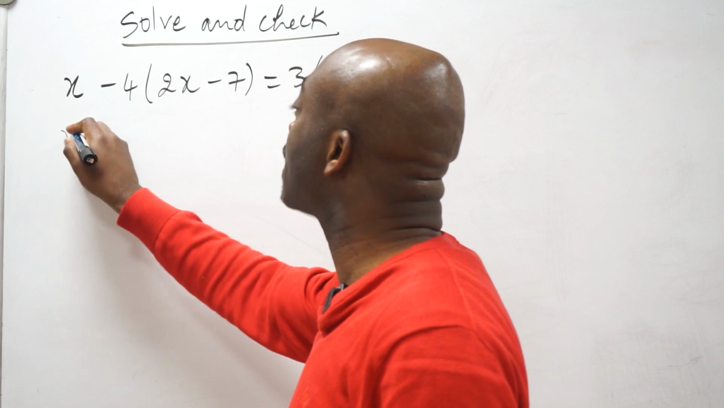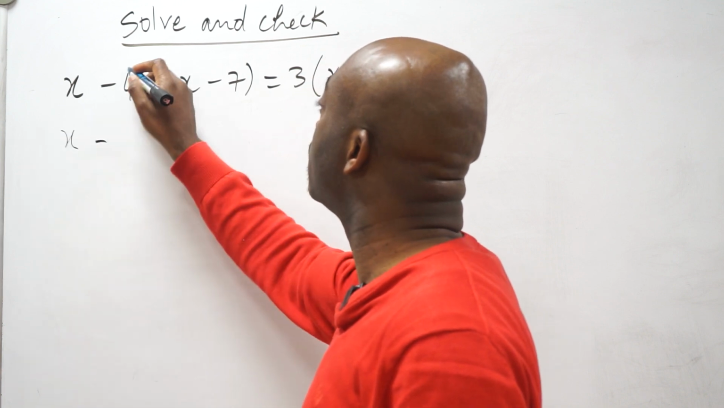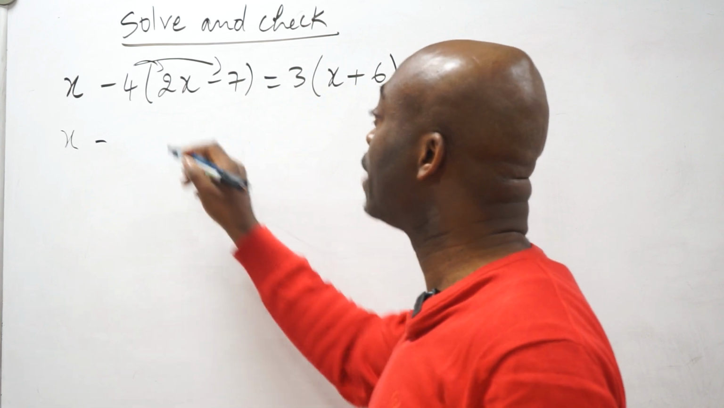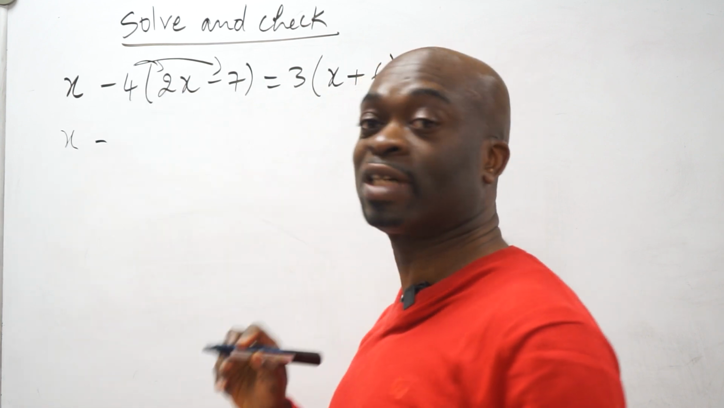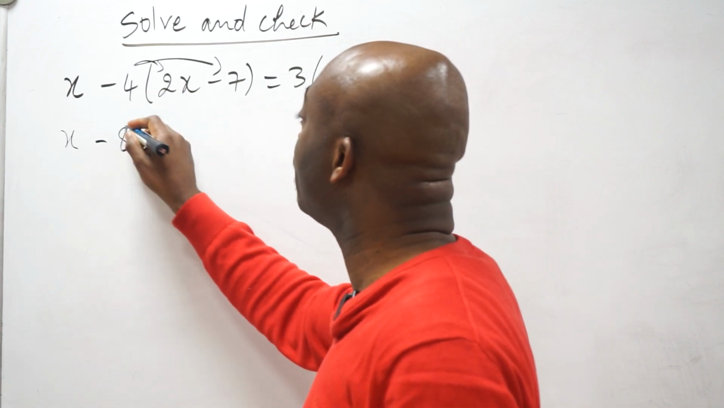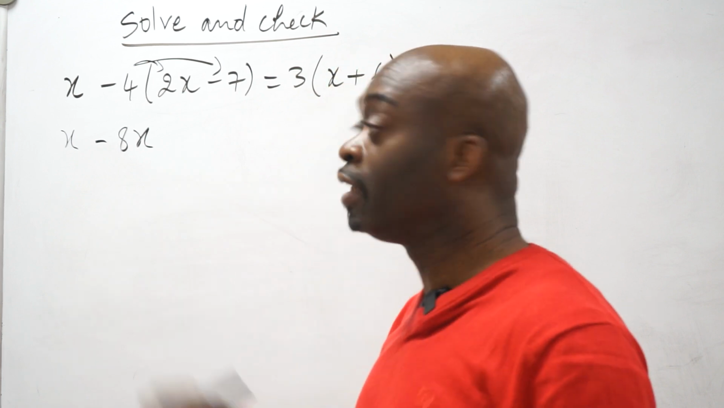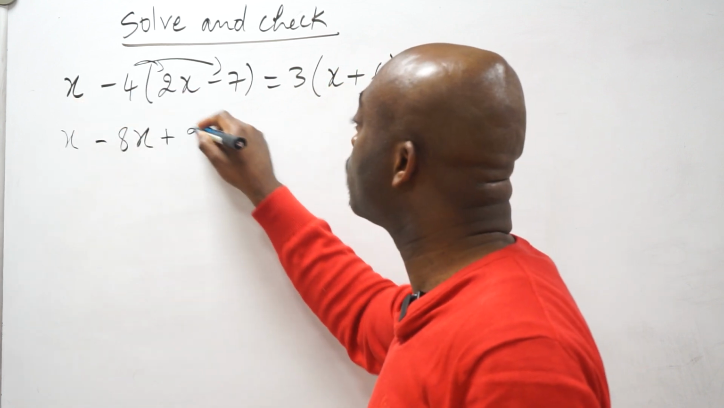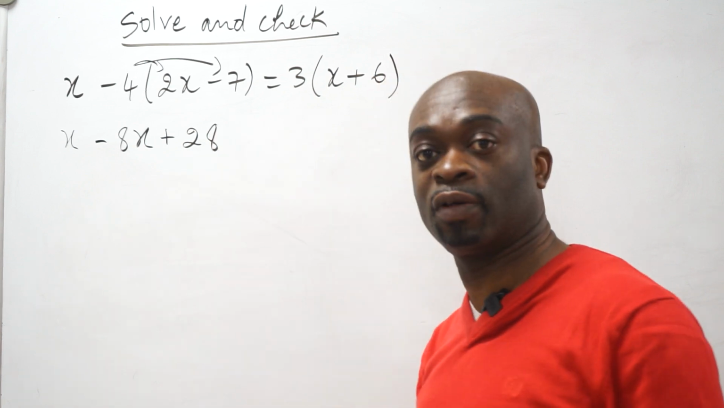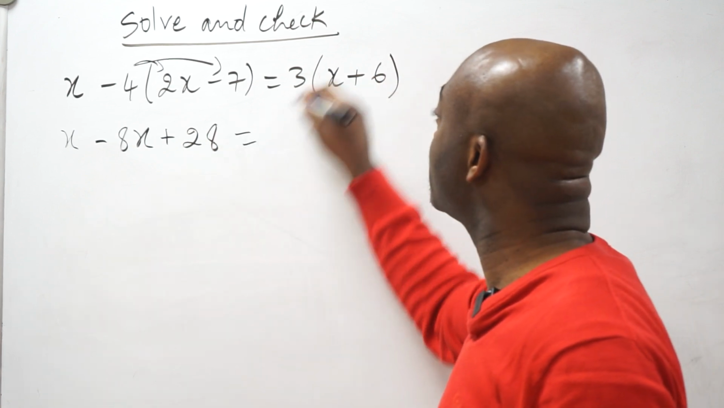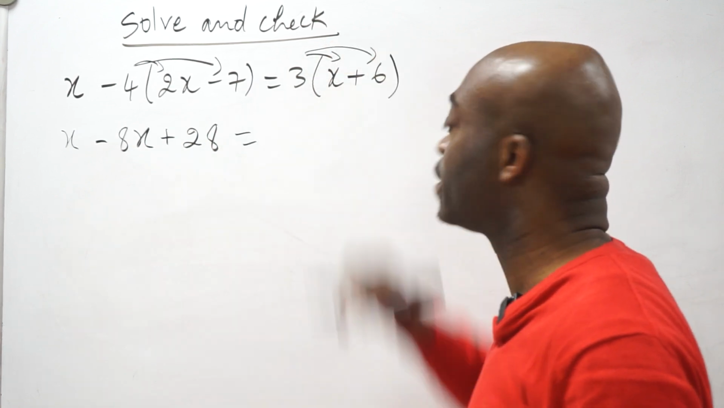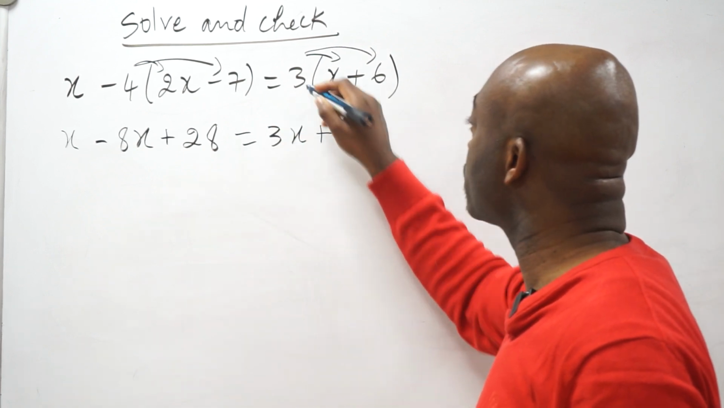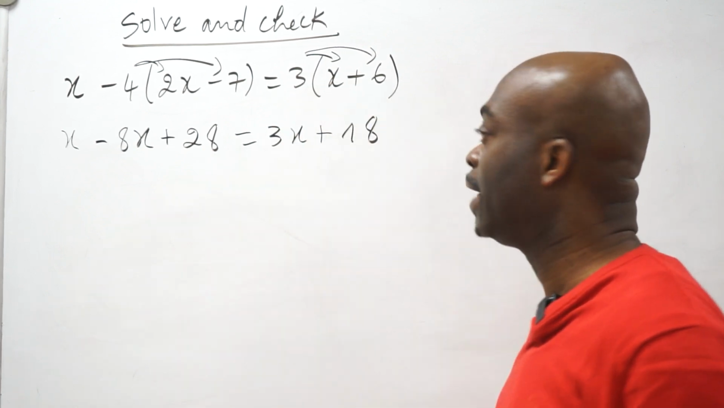So x is coming back, minus, so we're going to multiply negative 4 by 2x. So that will give us what? Negative 4 times 2x is going to give us negative 8x. Okay? And then negative 4 times negative 7, that will give us positive 28. And then this is equal to what? We have 3 times x, which is 3x, plus 3 times 6, which is 18.